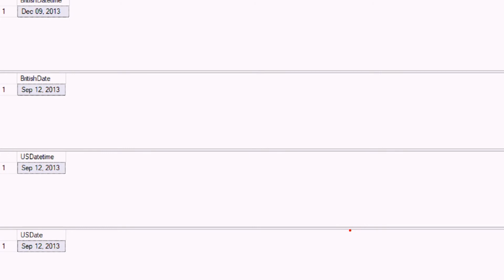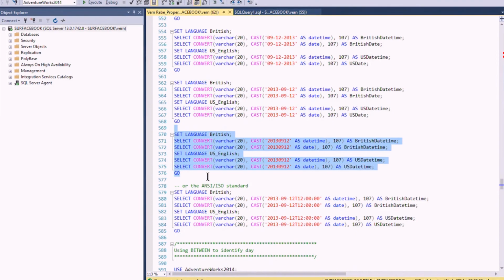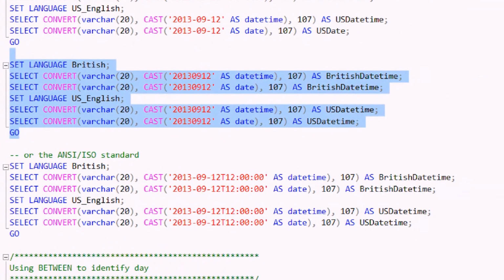But still, it's ambiguous. As it turns out, there are two different unambiguous ways. No matter what language you're using, these two are unambiguous. Get rid of those dashes, but I don't find that very readable. And remember that the dashes are only a problem with the old data types. So if you can get rid of date time, then it's safe to use the dashes.